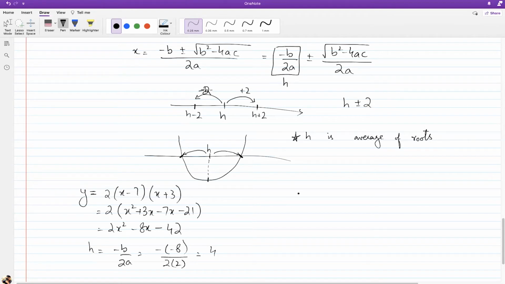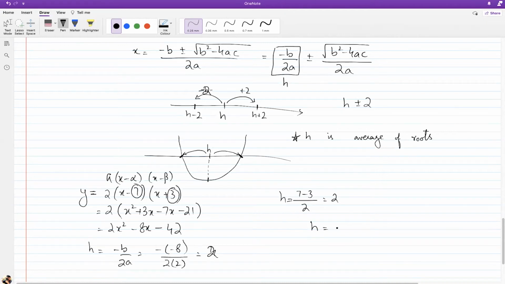Another way I can do this is that I can simply take the average of the roots. What are my roots? My roots are 7 and minus 3. This is 7. This is minus 3. Because remember the standard equation is x minus alpha, x minus beta. So 7 minus 3 over 2. Oh, sorry, there should be 2. So this is again 2. This is my value of h. So two ways of finding h.